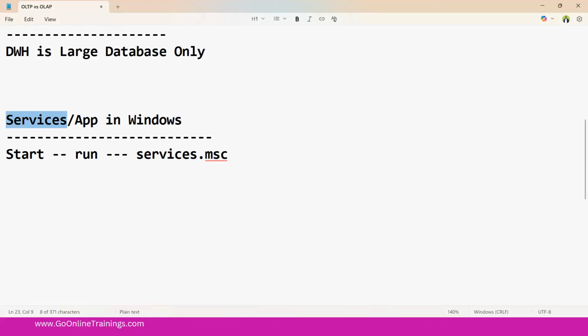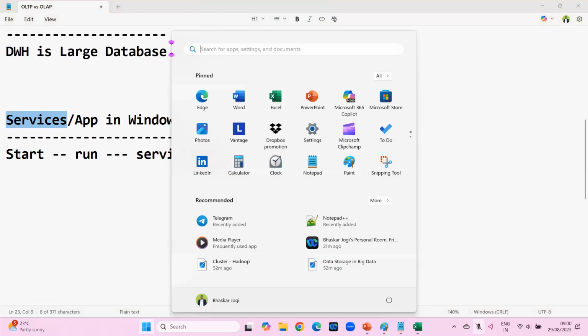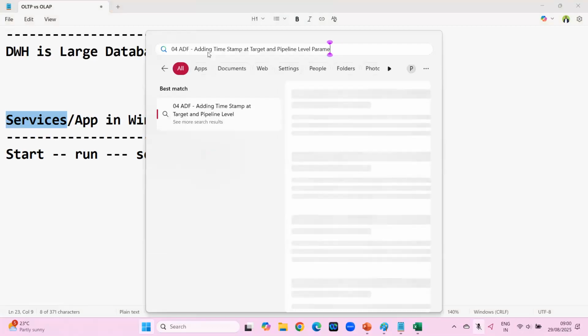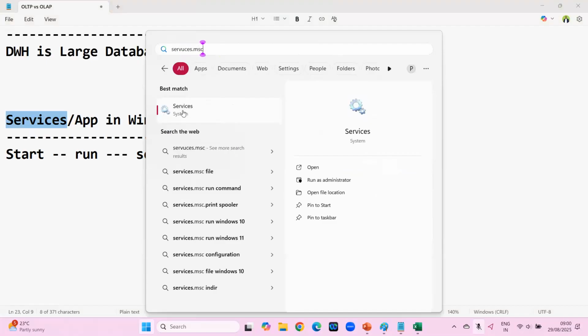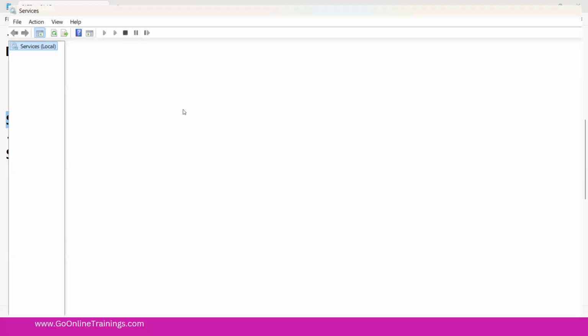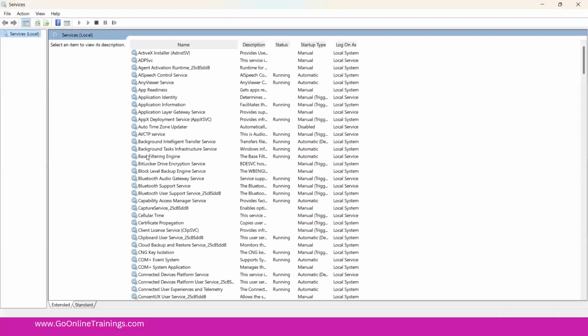So any application, whatever be the application that you're going to be using, will create a lot of services. Go to start, and in the run, you can say services.msc, or simply services. You will be able to get this window. Click on this window. So these many services are running.